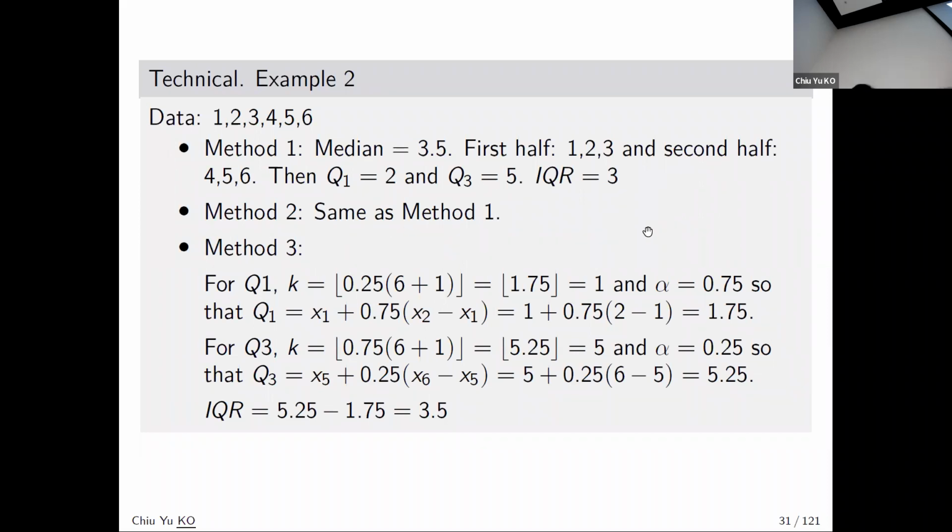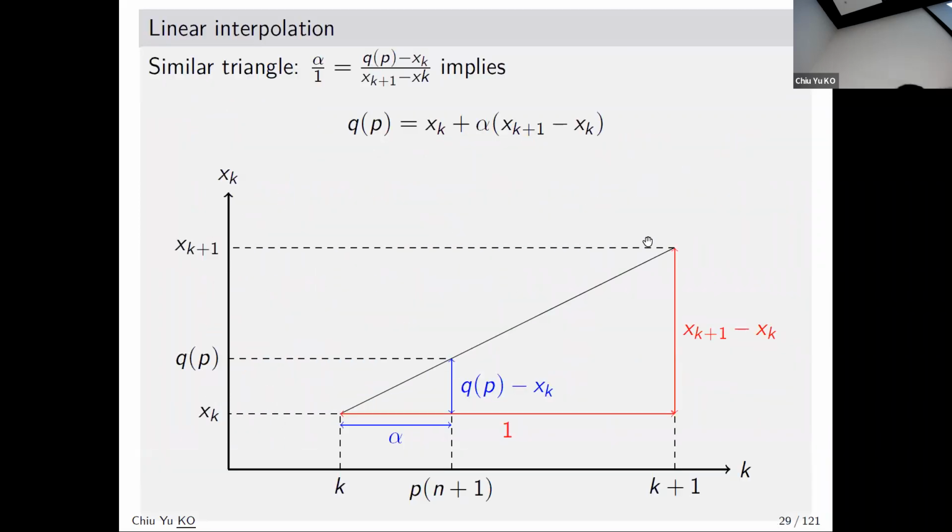Actually, look at this graph here. Maybe a little bit difficult to see from this one. Let me draw another one that is less intimidating. Now, what we want to do is look at this. We have x1, x2 here. The question is what we want is x1.75. Right? Because x1, we know in this case is some number.